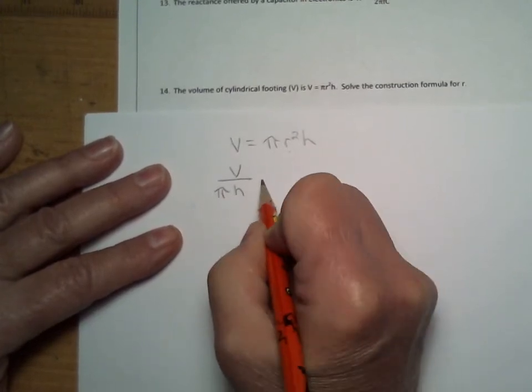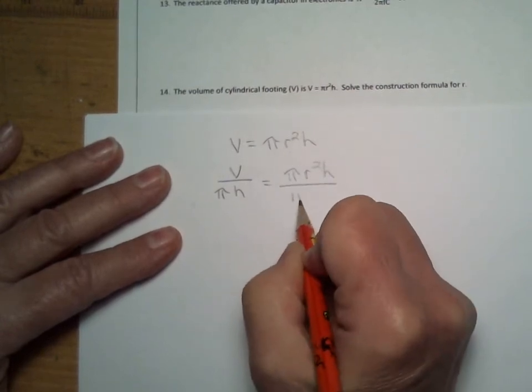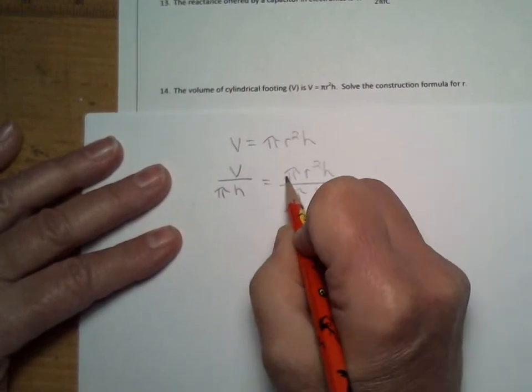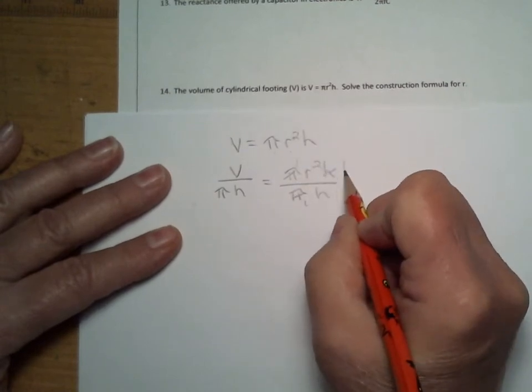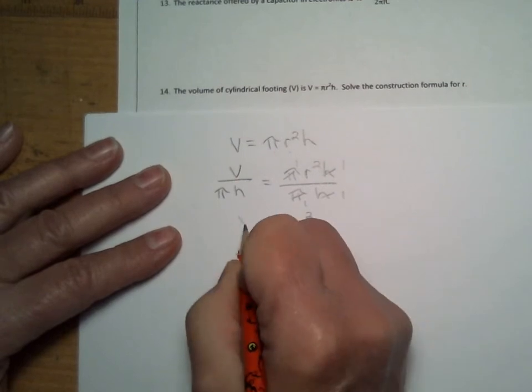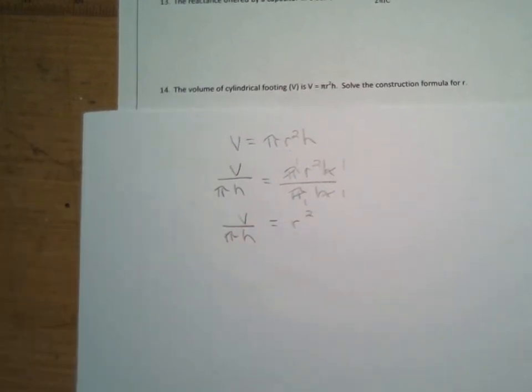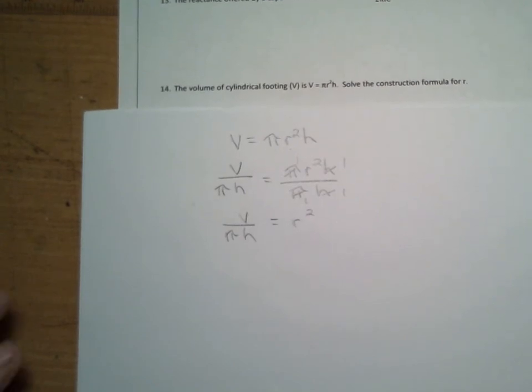Pi h over here, and divide by pi h over here. And you can see that the pi's reduce out, and so do the h's, leaving me with just r squared. I want to get r, not r squared. R squared is interesting, but not what I want.